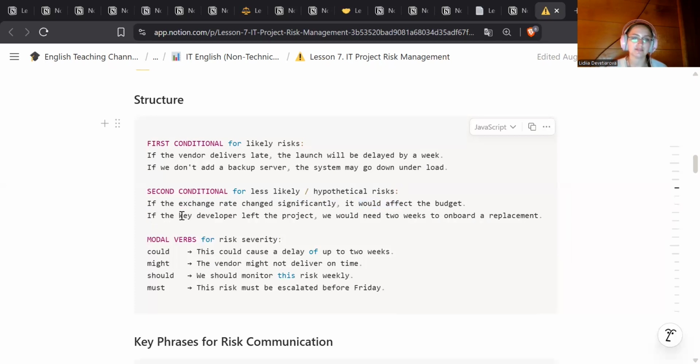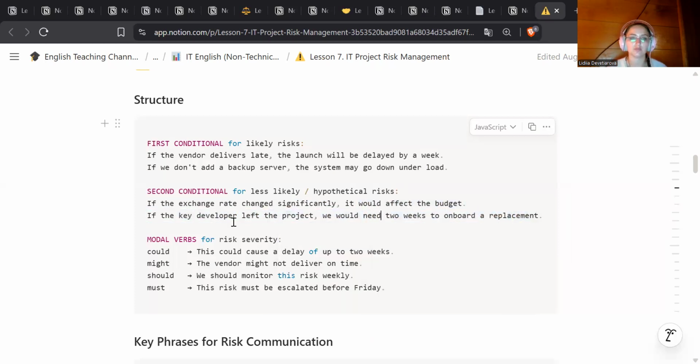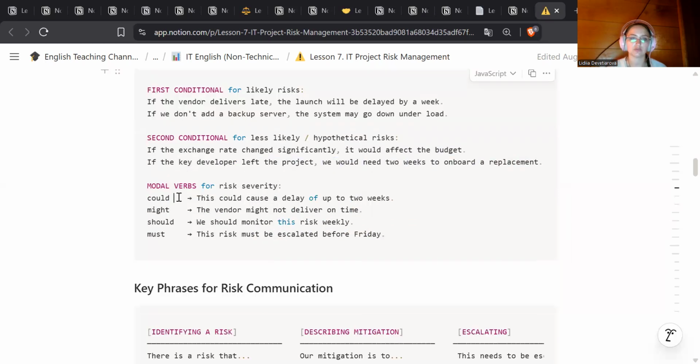What about second? If the key developer left, past tense, we would need 2 weeks to onboard a replacement. Would. Modal verbs for risk severity: could, might, should, must. Could. This could cause a delay of up to 2 weeks. Might. The vendor might not deliver on time. Should. We should monitor this risk weekly. Must. This risk must be escalated before Friday.